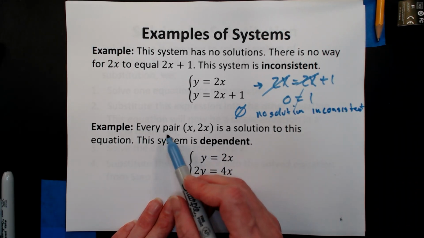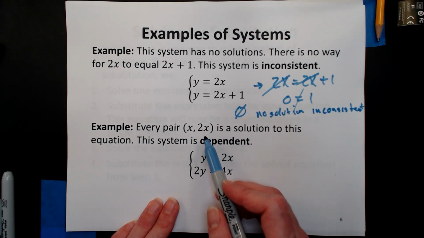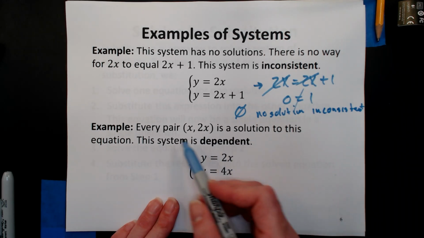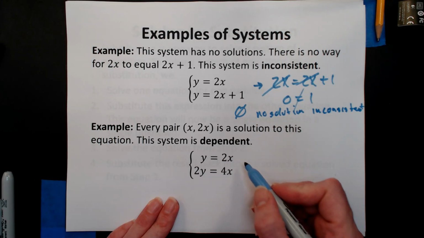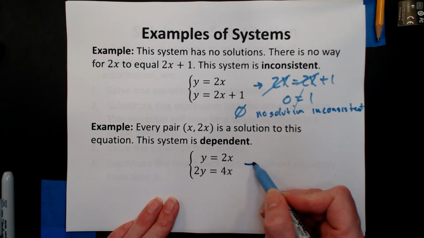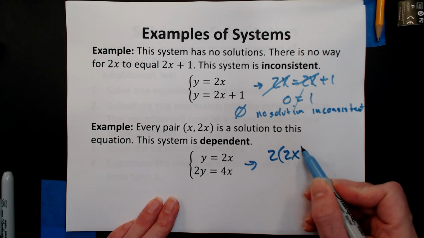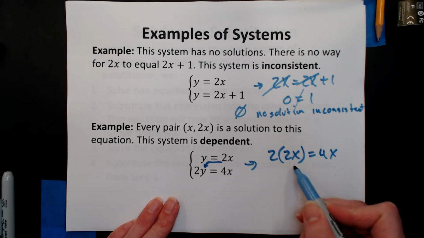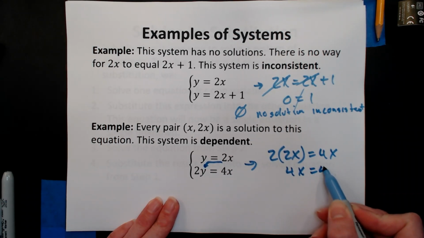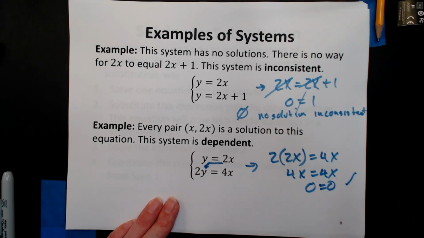Every pair, in this case, x comma 2x, is a solution to this equation. It's dependent because once you pick one variable, the other variable is determined. You can see this once again. If you were to go solve something like this, say y equals 2x, you'd say 2 times 2x equals 4x, because I'm plugging this 2x in for y. And you'd have 4x equals 4x, and then if you cancel the x on both sides, you get something like 0 equals 0. Well, that's always true. If it's always true, it's going to be all real numbers.